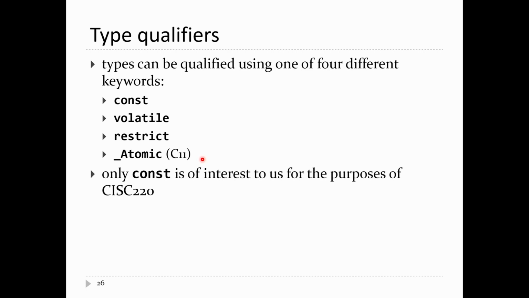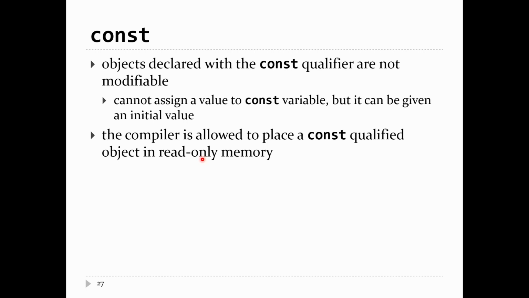Okay, so all we want to talk about today is const. If you make a variable in C and you say that the variable is const, what that means is you cannot change the value of that variable once it's been initialized.